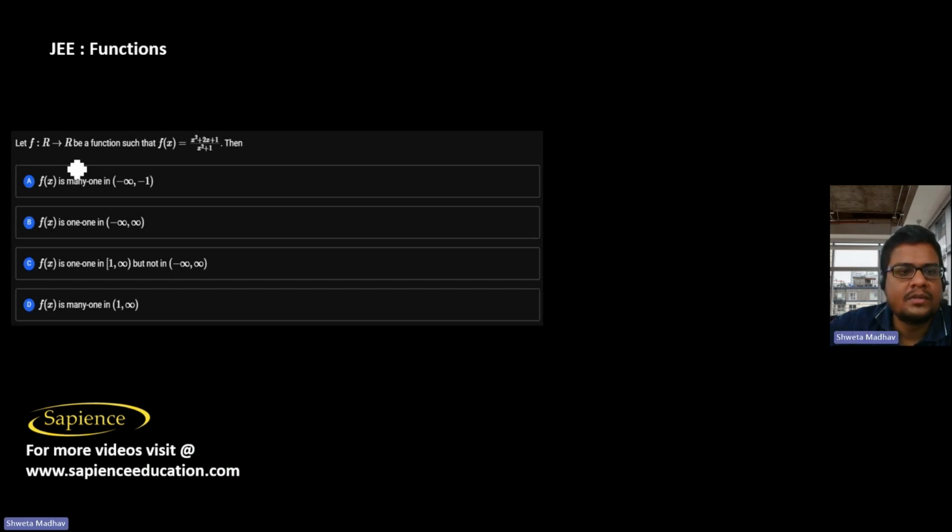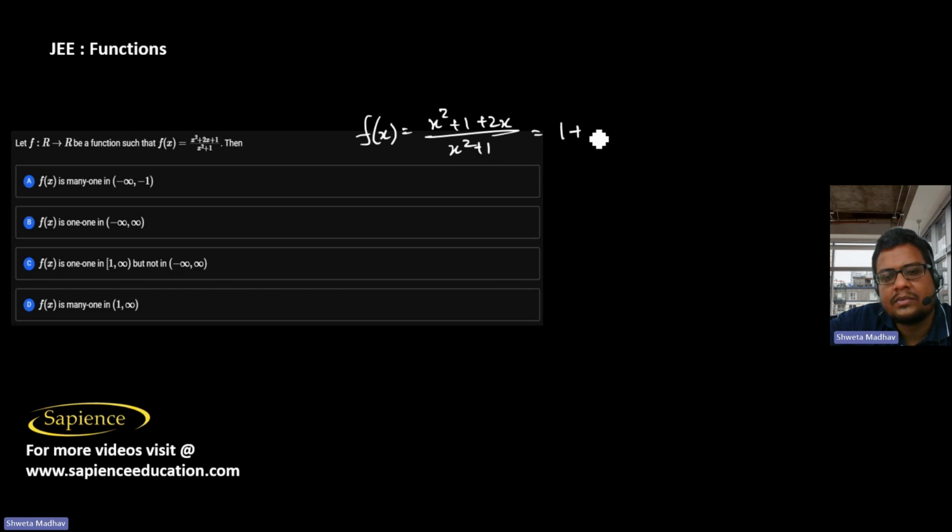Let f maps from R to R be a function such that f of x equals to x square plus 1 plus 2x divided by x square plus 1, that is equal to 1 plus 2x by x square plus 1. Then we have to tell whether it is a many one function or a one one function, that we have to find out.